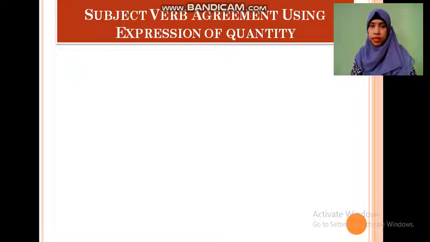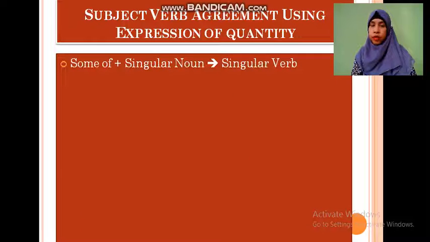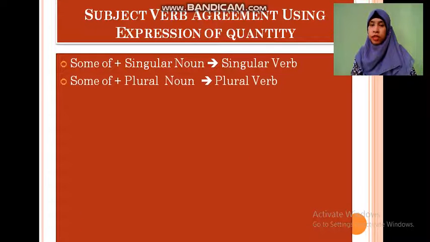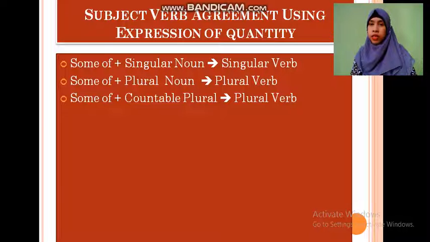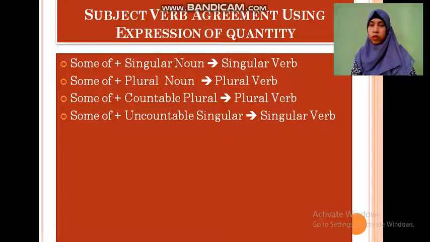Okay. For the next, subject-verb agreement using expressions of quantity. Such as this one: when you have some of plus a singular noun, it should use a singular verb. And if you have some of plus a plural noun, it should use a plural verb. Some of plus countable plural, it should be a plural verb. And some of plus uncountable singular, it should be a singular verb.